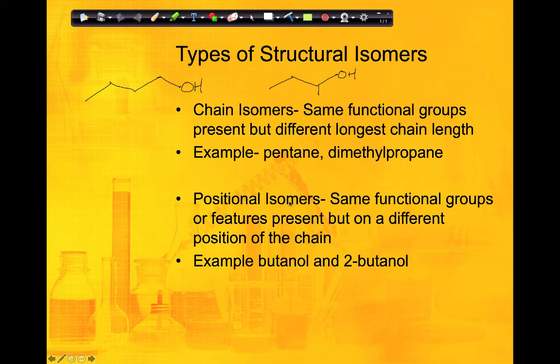Okay, so positional isomers would have the same functional groups, but they're present on a different position. So if I have butanol, so this would be butanol, 1, 2, 3, 4, like that. Okay, that's butanol. And then 2-butanol would be this. So it's the same number of atoms and the same functional groups, they're just in different spots.